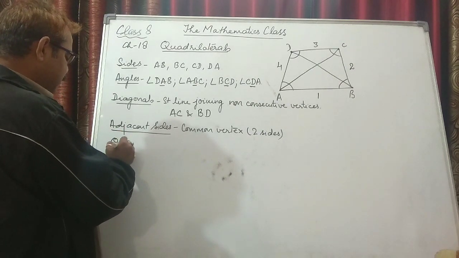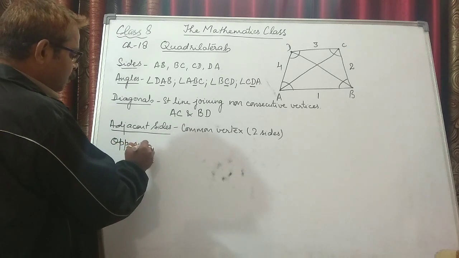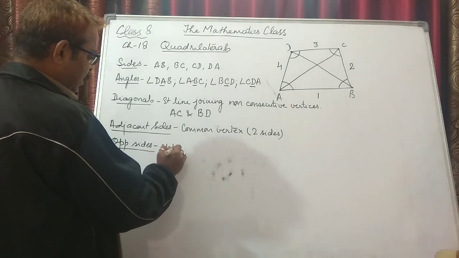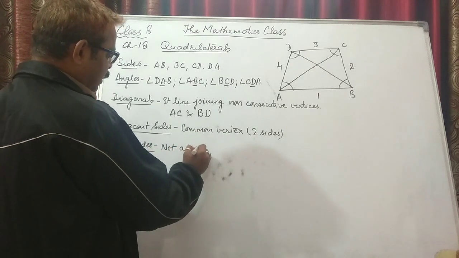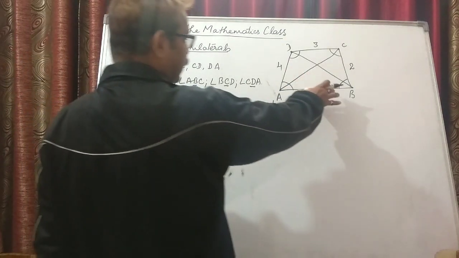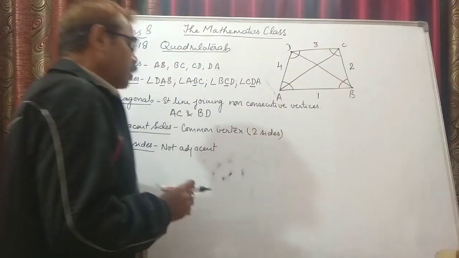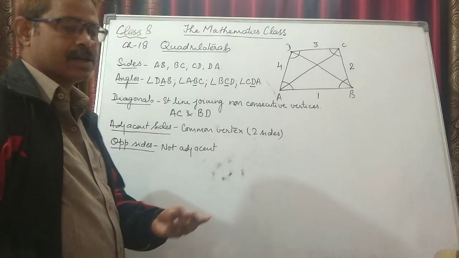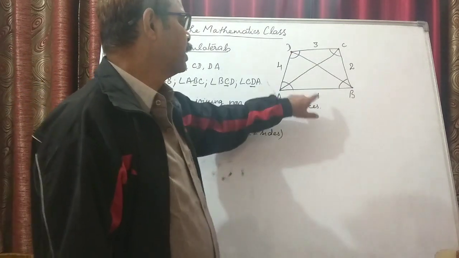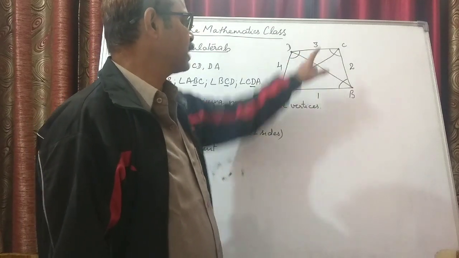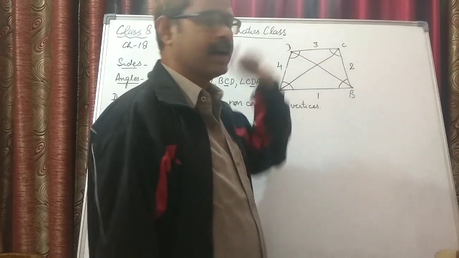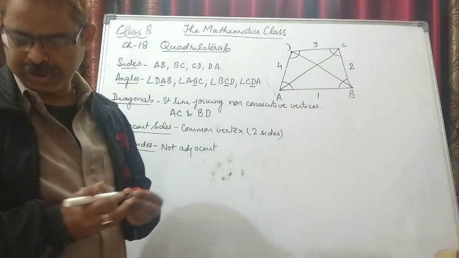Then opposite sides, very simple to explain. What are opposite sides in a quadrilateral? Which are not adjacent. Simple. Not adjacent means which do not have a common vertex. It means AB and CD, because a quadrilateral has only 4 sides. So if they are not having a common vertex, it means they are opposite to each other. So AB and CD are opposite sides. At the same time, AD and CB are opposite sides.